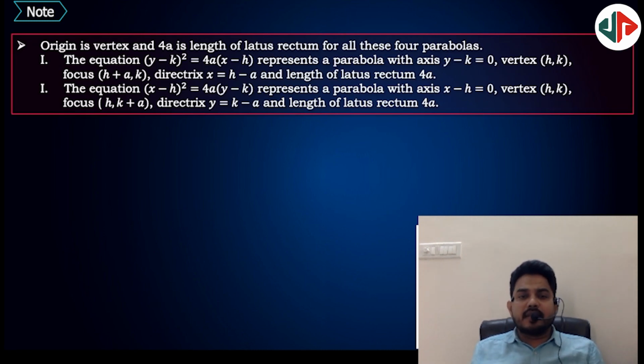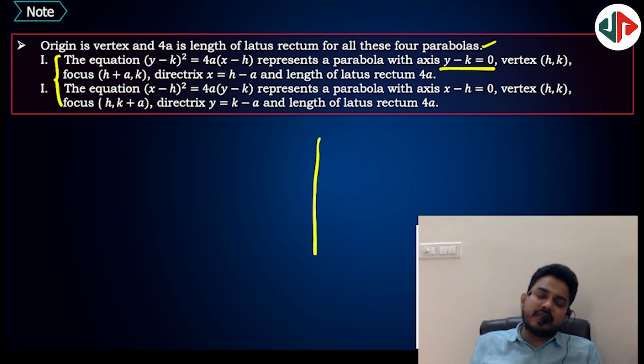Origin is the vertex. 4a is the length of the latus rectum for all these parabolas. Okay, that's over the previous case. Now you look at here. These are the two special parabolas where the vertex is not at the origin.